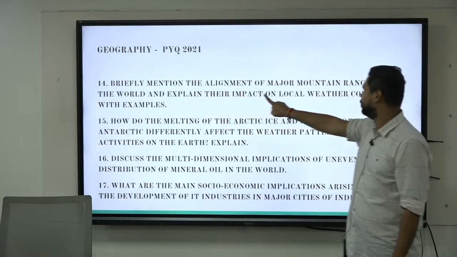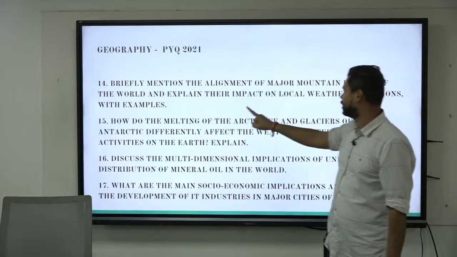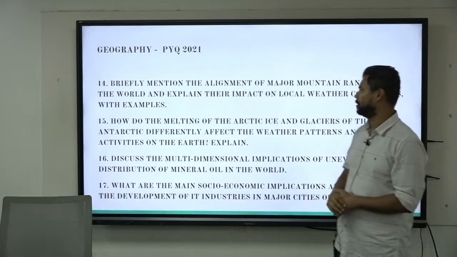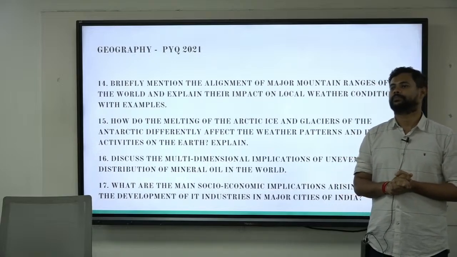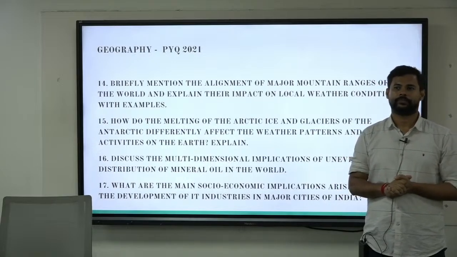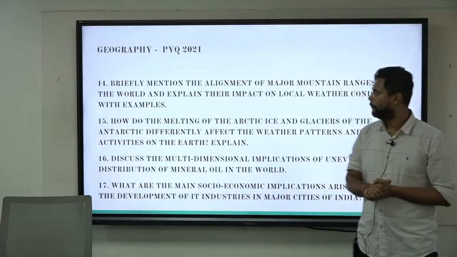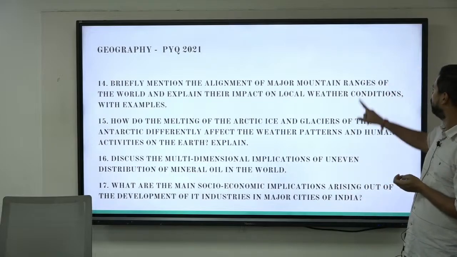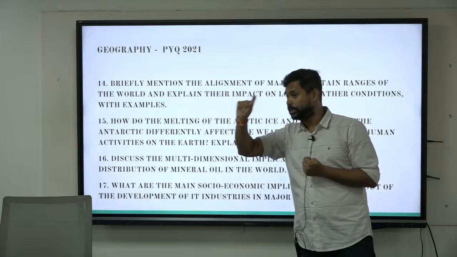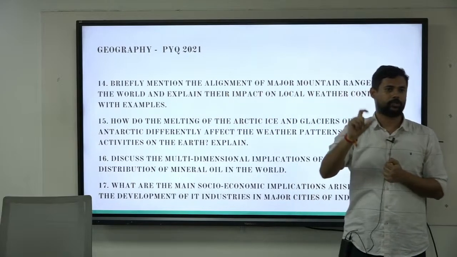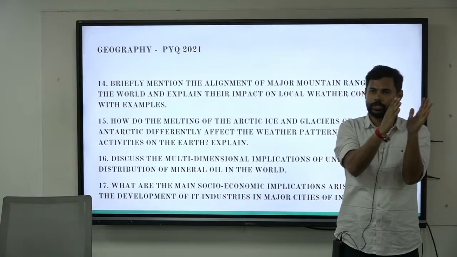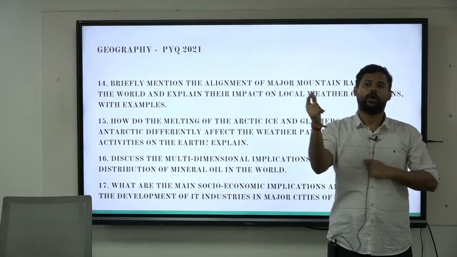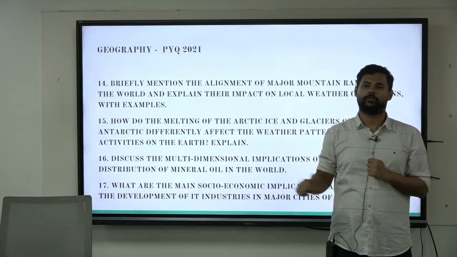Briefly mention the alignment of major mountain ranges of the world and explain their impact on local weather conditions with examples. Where will you put this? No, of the world, mountain ranges of the world. Read the question properly. Okay, you should always read the question properly. The first level you should understand is, will it fall in world geography or Indian geography? The next thing is, within world geography or Indian geography, where will it fall? Where will this fall?